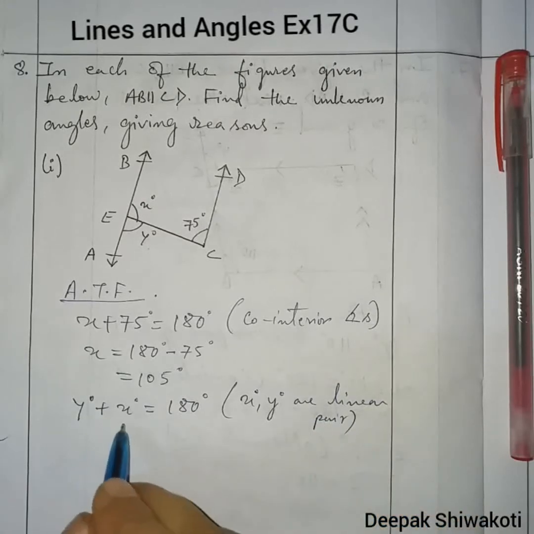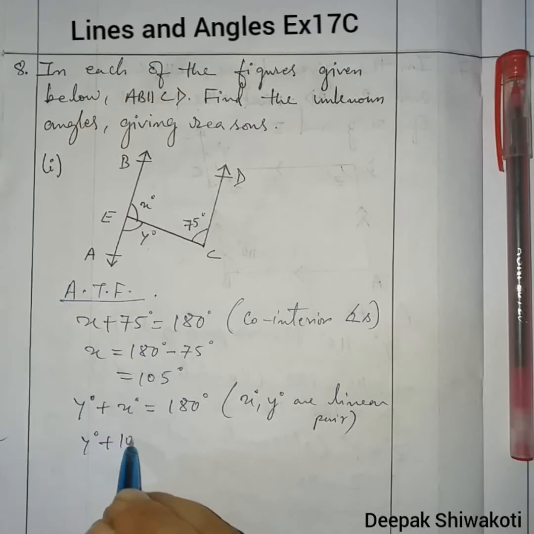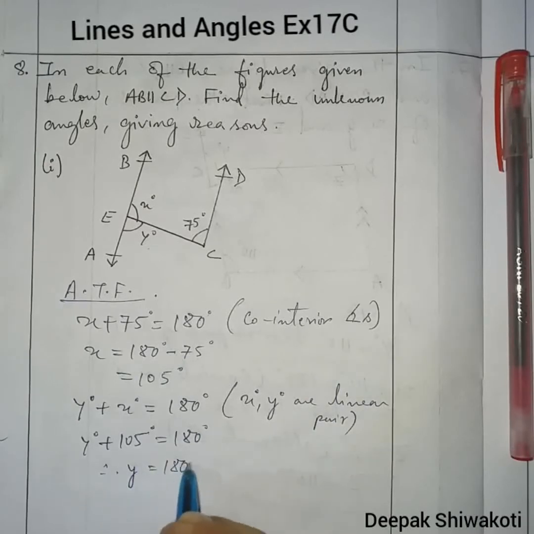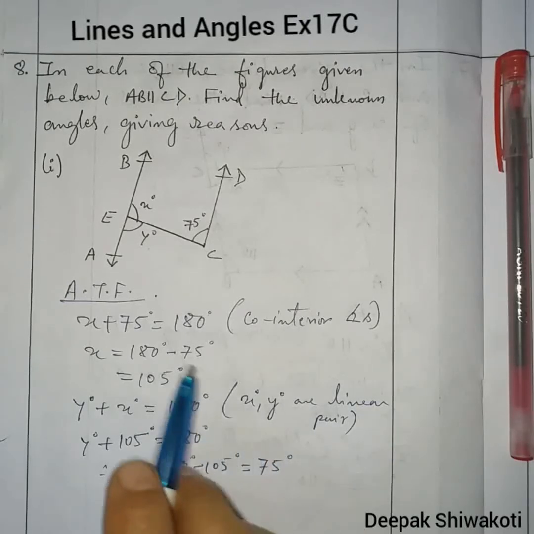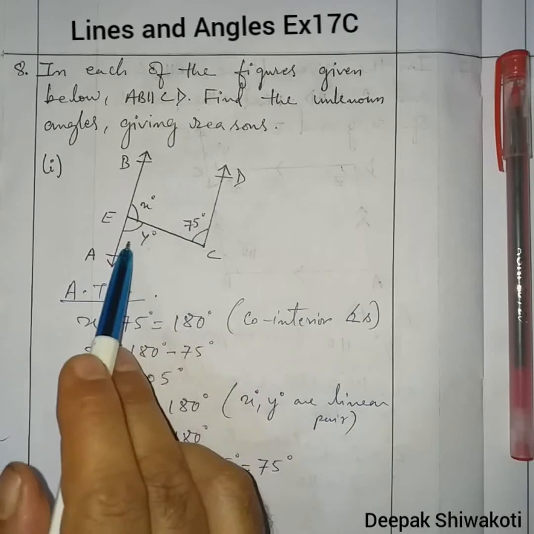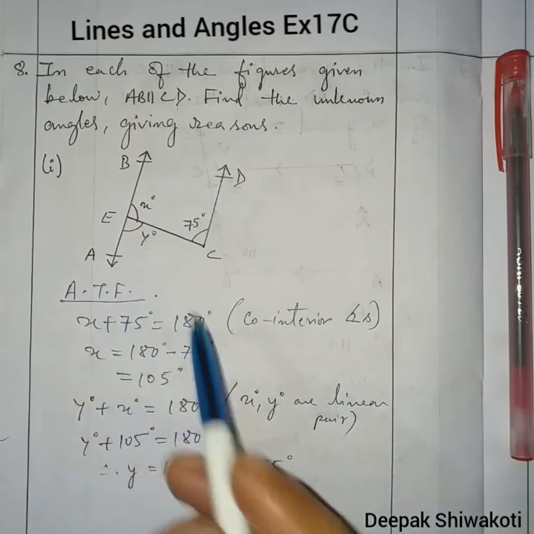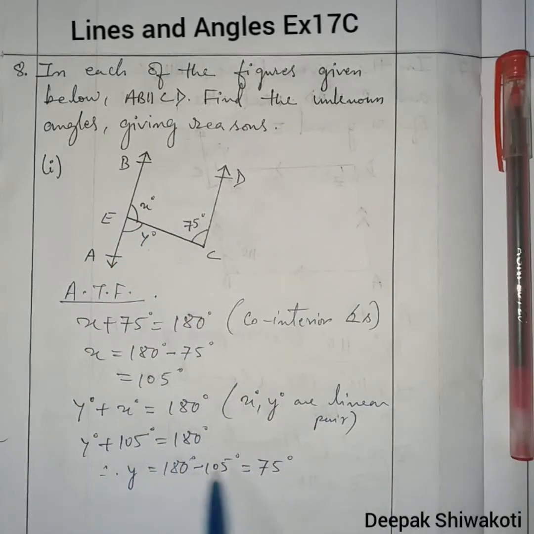The value of X we got is 105. Therefore Y we are getting 180 minus 105, which is equal to 75 degrees. So if we go for alternate angles, you will get it directly. If you go for the linear pair, you have to do plus and minus here. Next, question number 2 we will go for.